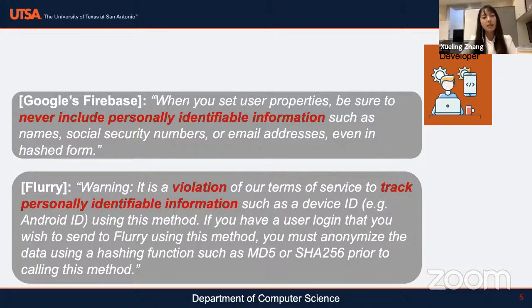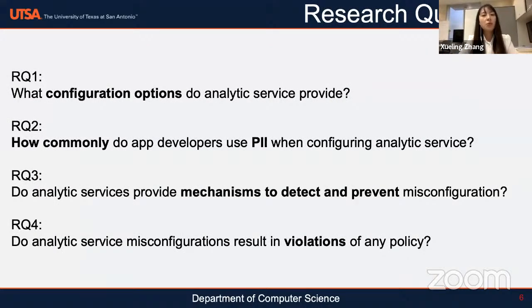So now we understand there are privacy concerns in analytics service configuration. We can start asking questions. We started with 4 research questions. What configuration options do analytics services provide? And how commonly do app developers use PII as users' attributes? Do analytics services provide any mechanism to detect and prevent such misconfiguration? Does the misconfiguration violate any policy?